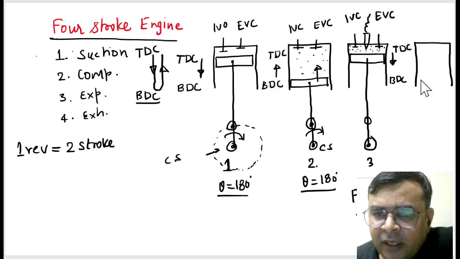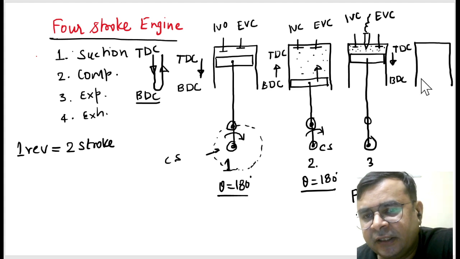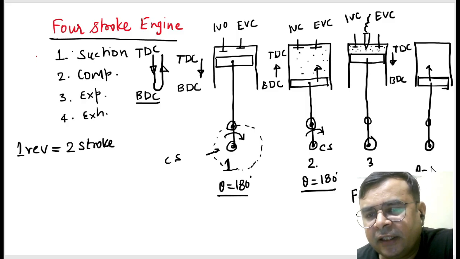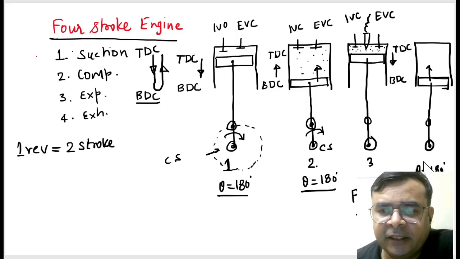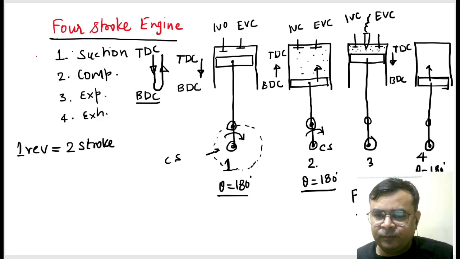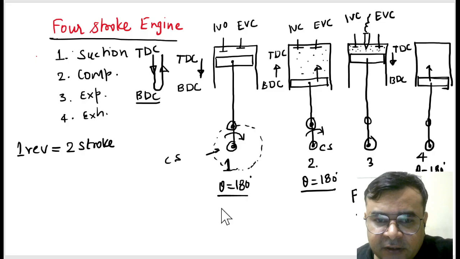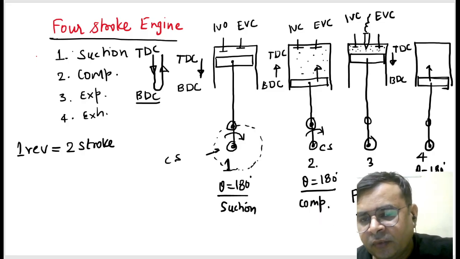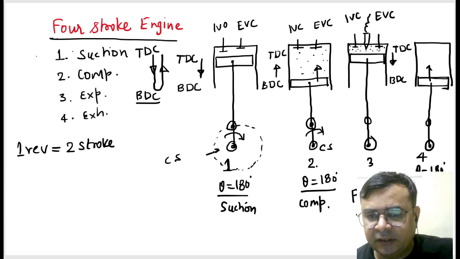Is it right? Once the expansion is completed, the piston reaches from TDC to BDC, then it starts moving in the upward direction from BDC to TDC. Is it right? Then in this condition the crank rotates another 180 degrees, and this is stroke number 4. Correct? So this is a suction stroke, this is a compression stroke, this is the power stroke or expansion stroke, and this is the exhaust stroke.